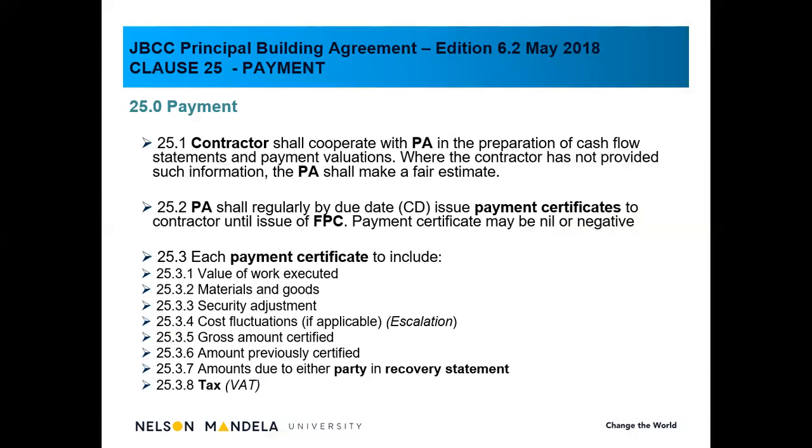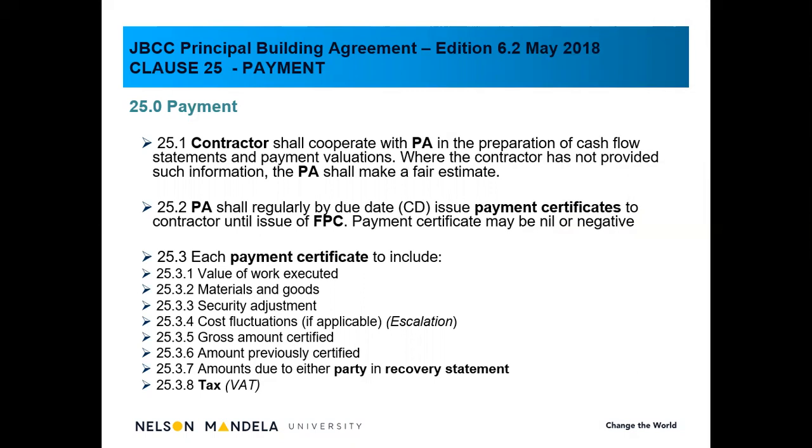And also what is important to note is that in the JBCC, there's no reference to a quantity surveyor or an architect. It is referred to as the principal agent, and the principal agent could be an architect or a quantity surveyor. And the quantity surveyor or any other consultant, such as your electrical engineer, is referred to as agents.